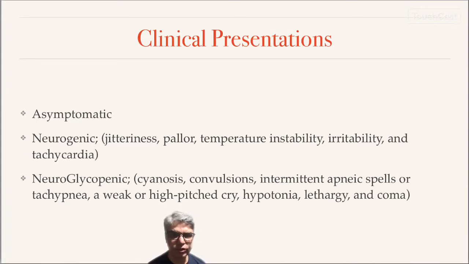Neurogenic symptoms include jitteriness, pallor, temperature instability, irritability, and tachycardia. The neuroglycopenic symptoms happen as a result of decreased glucose delivery to the brain and include episodes of cyanosis, convulsions, intermittent apneic spells or tachypnea, a weak or high-pitched cry, hypotonia, lethargy, and sometimes coma that may lead to death if the hypoglycemia is not corrected. Severe recurrent neonatal hypoglycemia can cause permanent brain damage, and it can cause cerebral palsy, personality disorders, and occipital lobe epilepsy later in life.